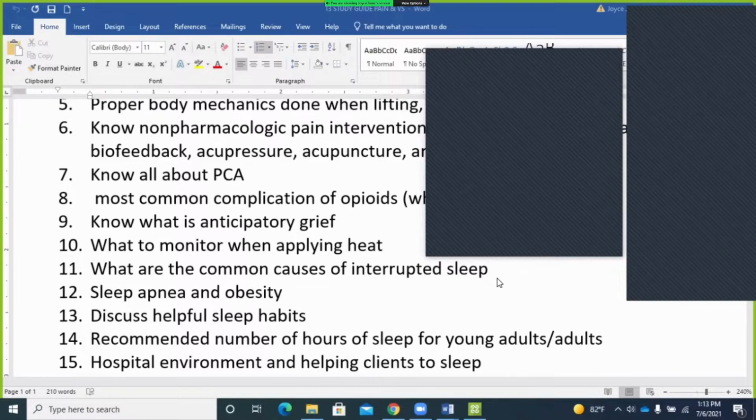How about recommended hours of sleep? Young adults or adults? 7 to 9. Okay, very good. 7 to 9, no? Actually, 7 to 8, according to ATI. 7 to 8.